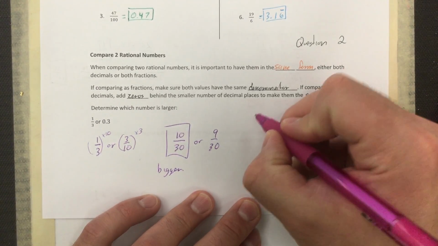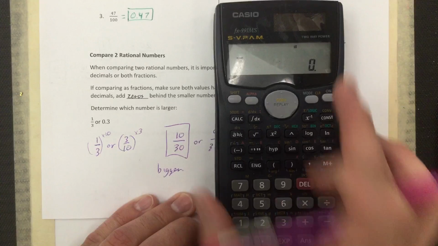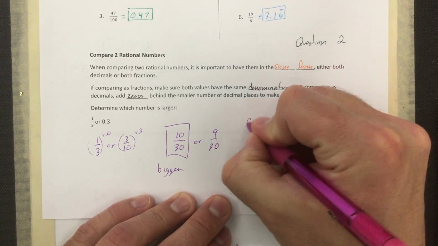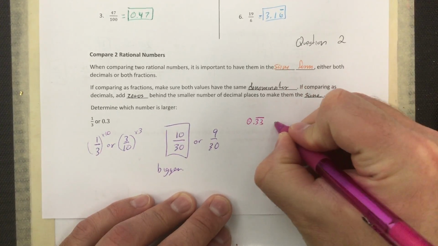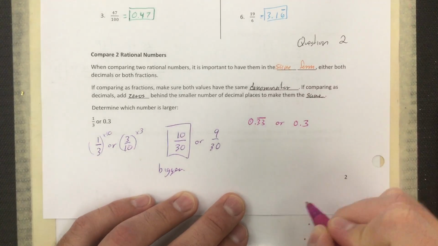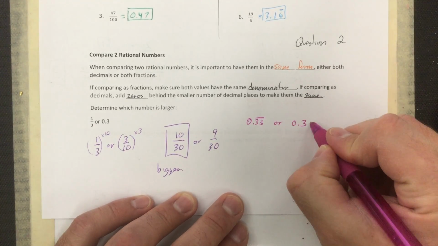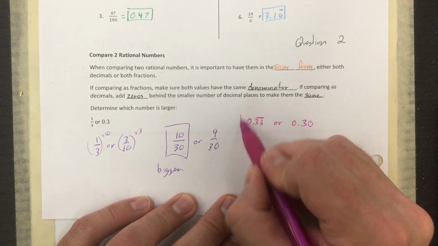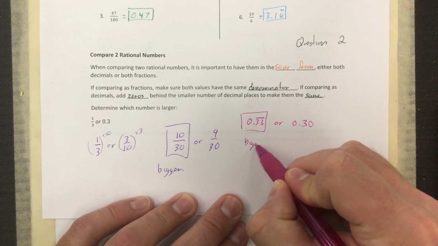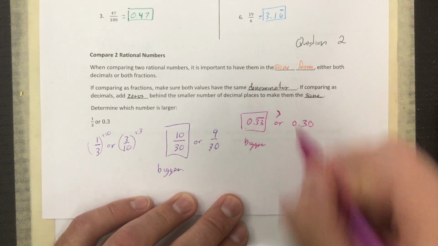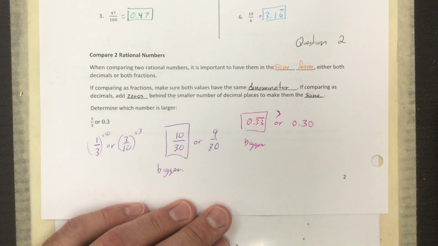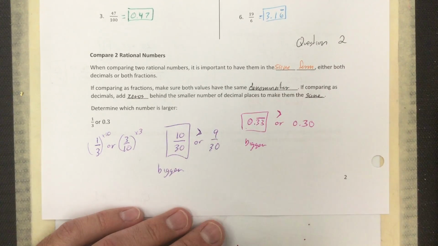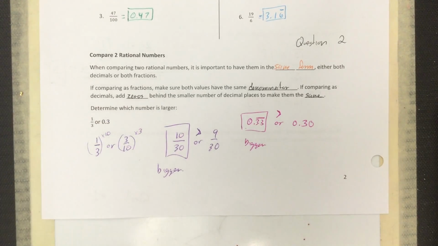So let's change it just to decimals. 1/3, and again, you can do this on a calculator. 1 divided by 3 is 0.3 repeated. So this is going to be 0.33 repeated. Now here I have two decimals already. Here I'm going to add another zero, 0.33 or 0.30. This one is going to be bigger, and we can put in our greater than sign to show that that one is in fact bigger. It's bigger than the other one there.